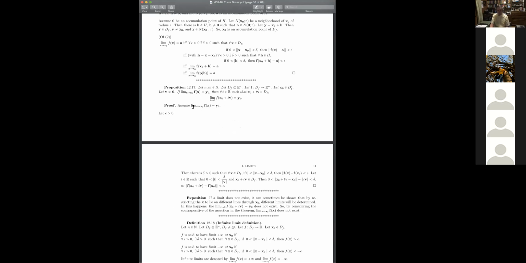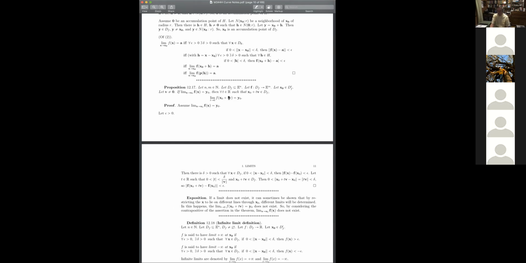This one says, I want to talk about a limit. I have a limit as x goes to x naught. I want to find out whether I have a limit. Now, what's this one up here say? This says f of x naught plus tv. Now, x naught plus tv from section 12.5 should be familiar to you.